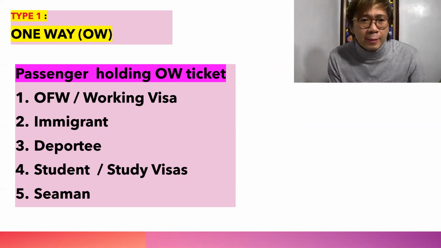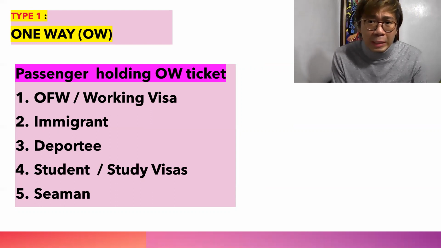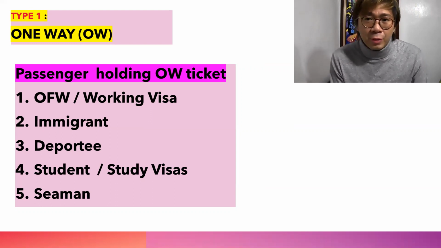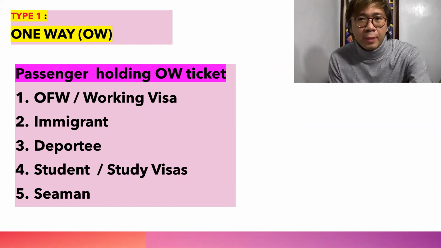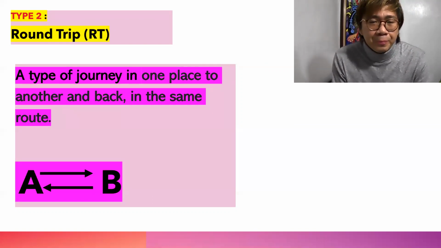Now, to avoid that inconvenience of really returning, and also for practicality, why would you go back to the port of call you came from, where the ship is already far away? So we issue a one-way ticket for six months. Okay? Next, type 2.